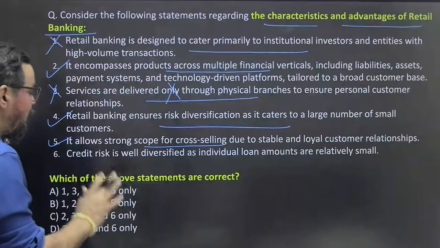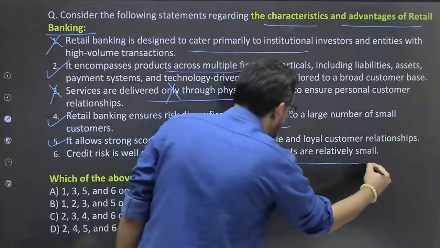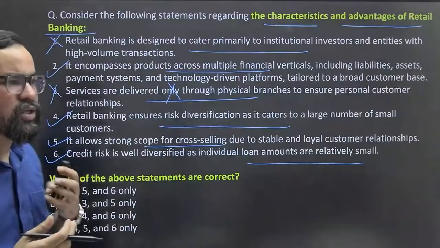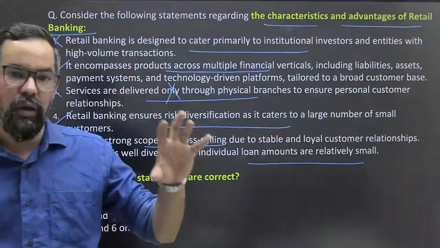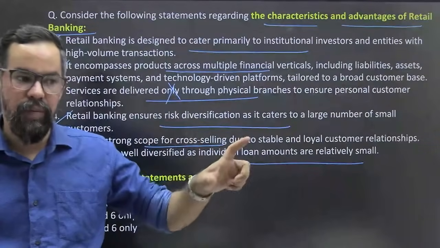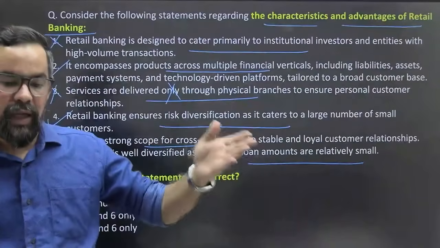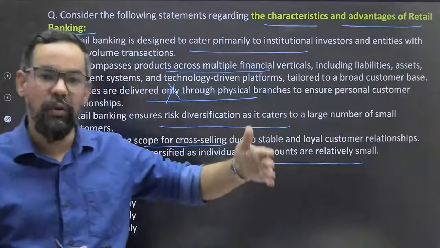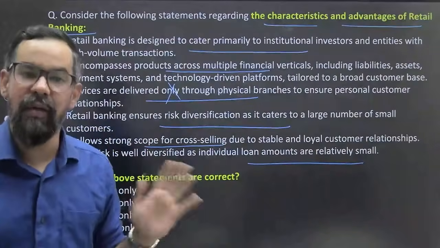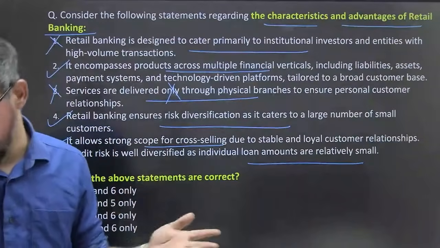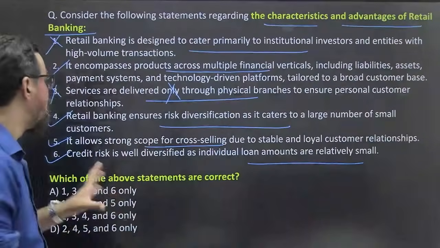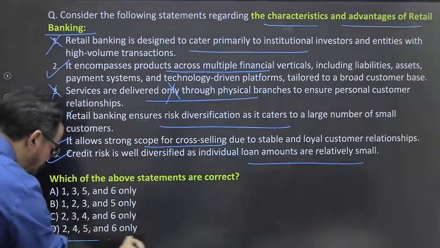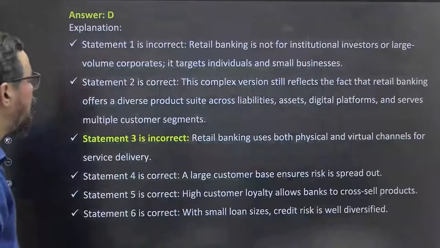Credit risk is well diversified as individual loan amounts are relatively small. If we give one loan or create one asset with a company worth rupees 10 crore, in retail loans that 10 crore is given to, let's say, 1 lakh people or 1 lakh masses. So this is also correct. So 2, 4, 5, 6. Option D will be the right answer for this particular one.